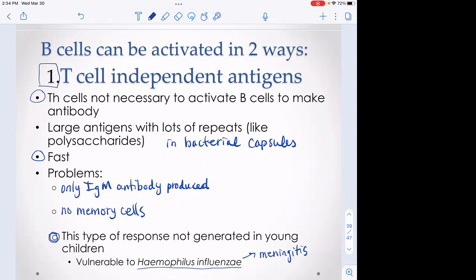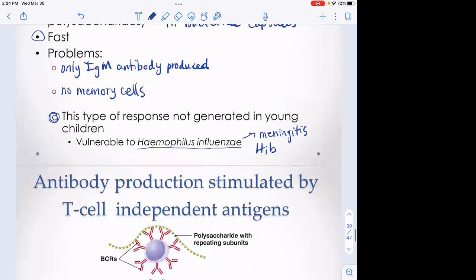Luckily, we have a vaccine for this. If you've ever heard of the Hib vaccine, it stands for Haemophilus influenzae type B. It's really important that babies get this series of Hib vaccines. Adults might think, well, we never get that, so we don't need it. But babies can get it, so it's important to vaccinate against it.